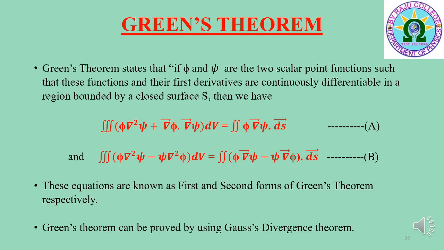That is, the volume integral of phi del square psi plus del bar phi dot del bar psi dV is equal to the surface integral of phi del bar psi dot ds bar. This is the first form of Green's theorem. The second form of Green's theorem can be written as the volume integral of phi del square psi minus psi del square phi dV is equal to the surface integral of phi del bar psi minus psi del bar phi dot ds bar. Green's theorem can be proved by using the Gauss divergence theorem.